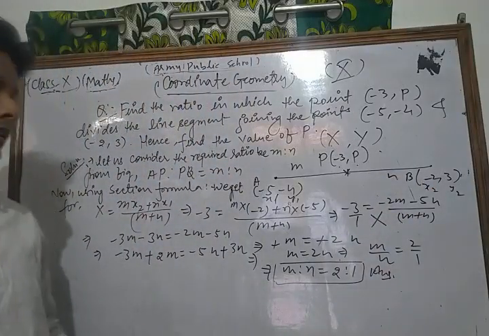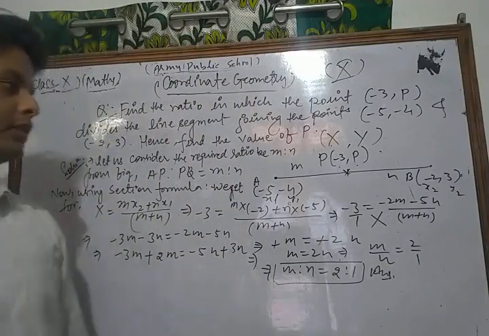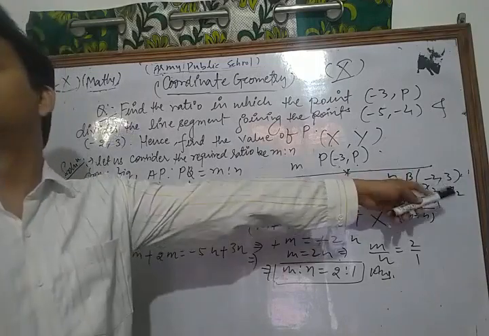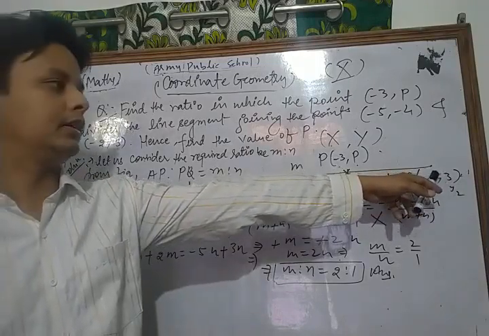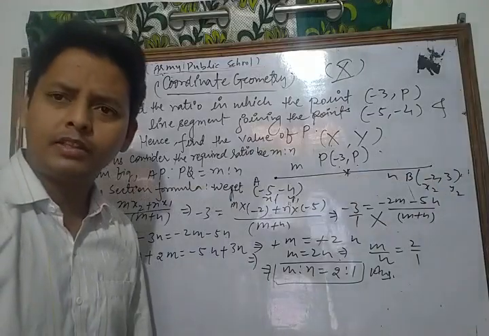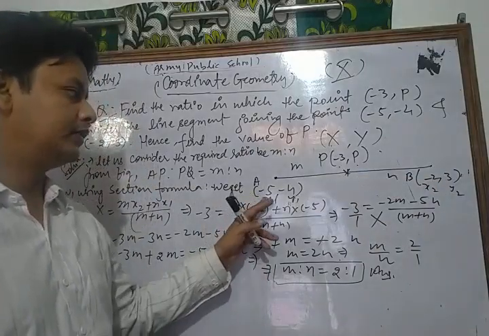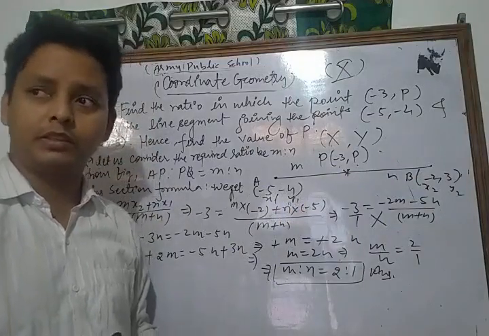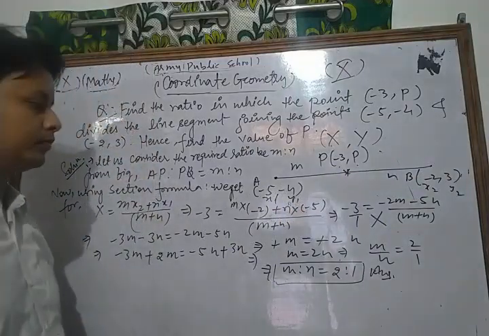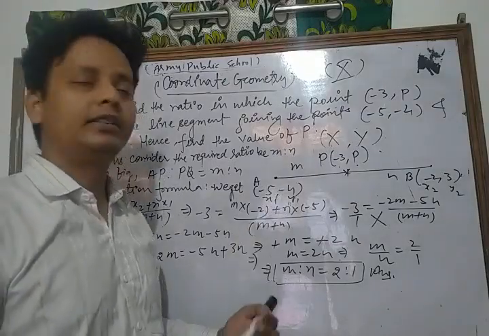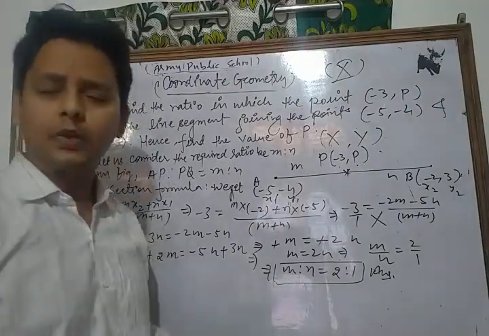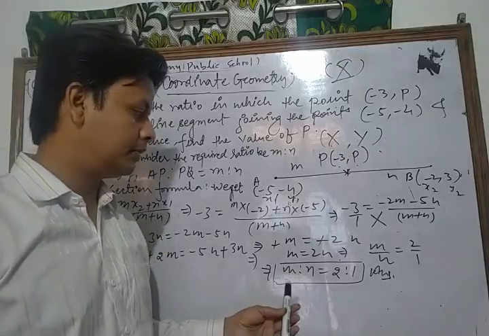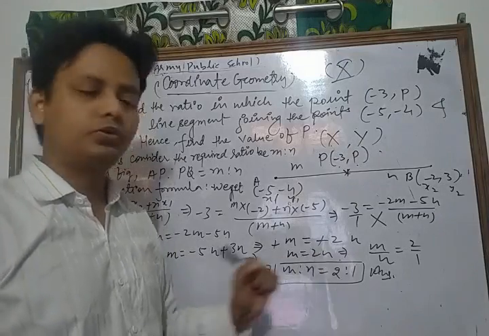Okay, in this way we find the ratio. Let's see it once more. Dear students, first of all we join the line segment AB, and here we take x1 y1 and x2 y2 respectively. Now, dear friends, we find the required ratio. First of all we take the required ratio as m is to n, which is 2:1.